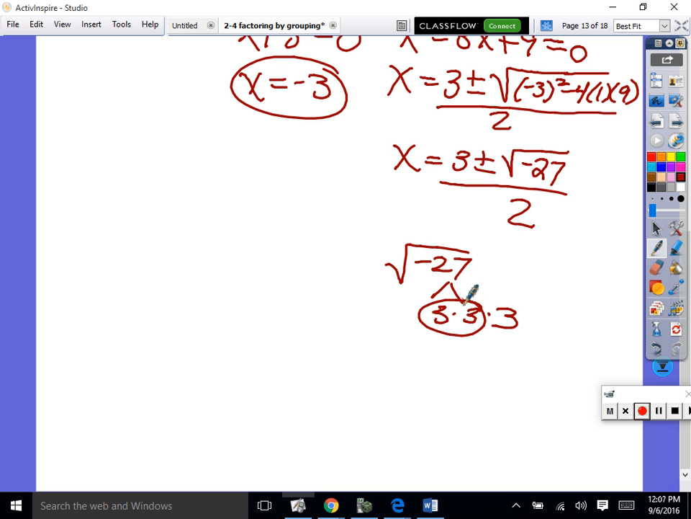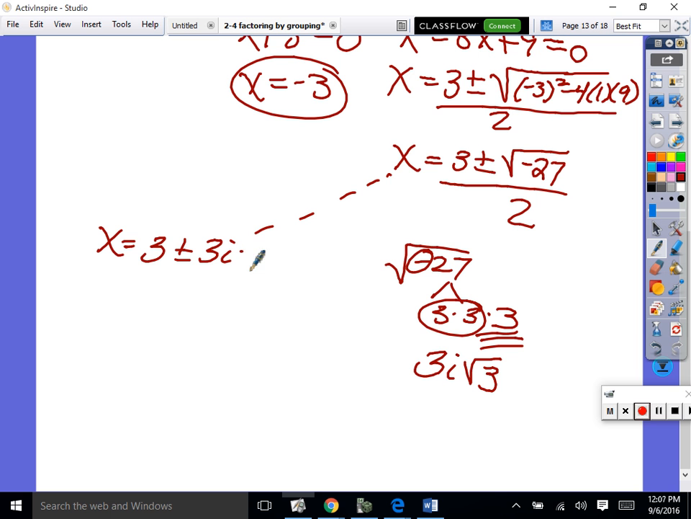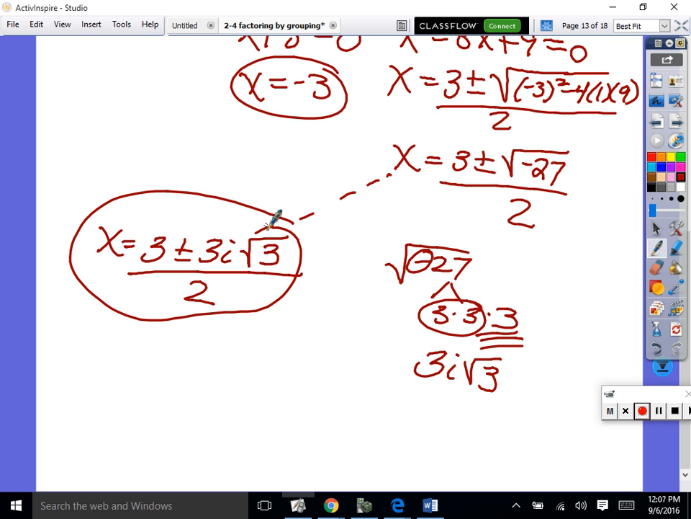Pull out a 3, pull out an i, left is a 3. 3i square roots of 3. So we have x is equal to 3 plus or minus 3i square roots of 3, all over 2. All three things don't divide by something, so there's our two solutions, and there's our third solution.